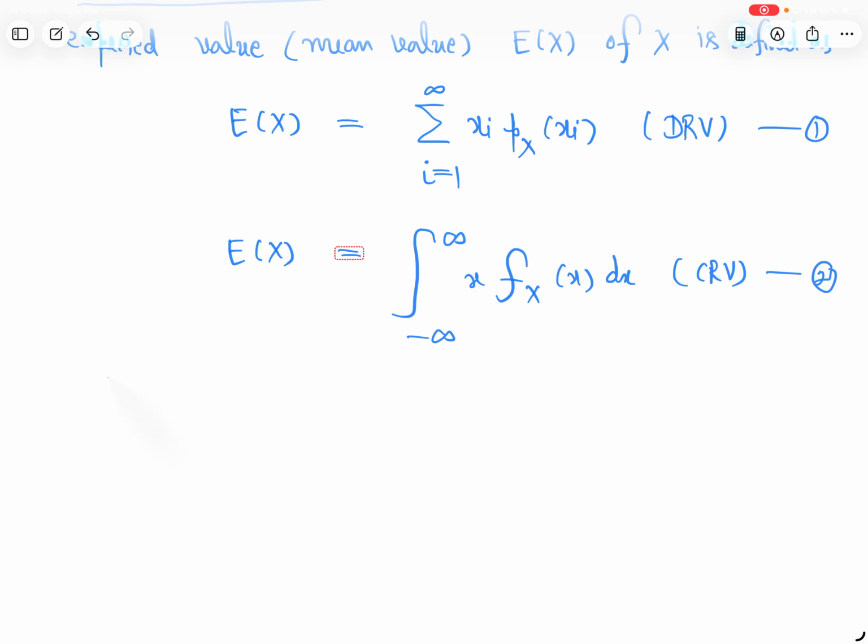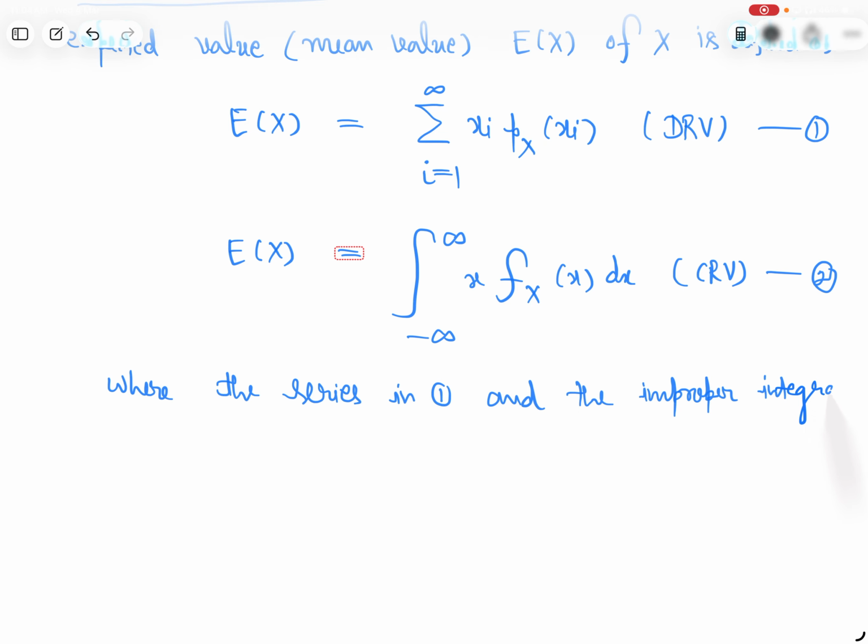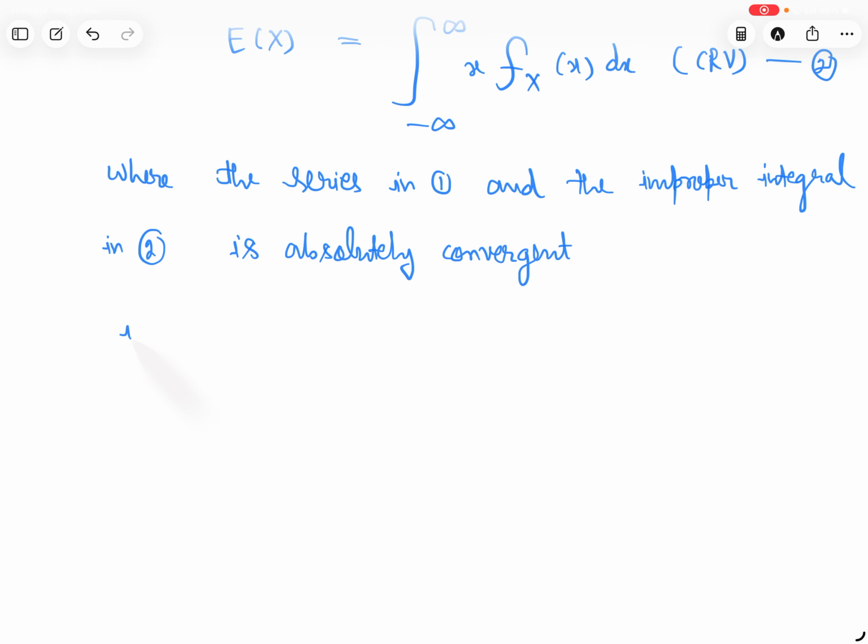What is important is that the series in equation 1 and the improper integral in equation 2 are absolutely convergent. What is the meaning of absolutely convergent? It means you take the absolute value of the inside terms. In the series in equation 1, you take the absolute value of each term.